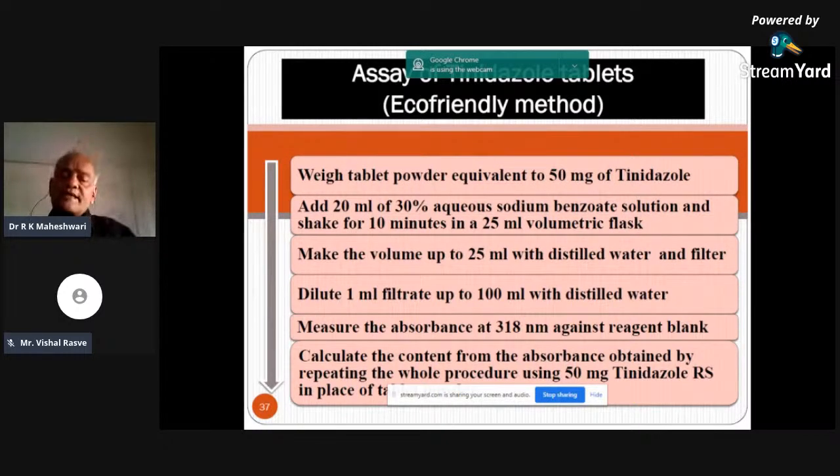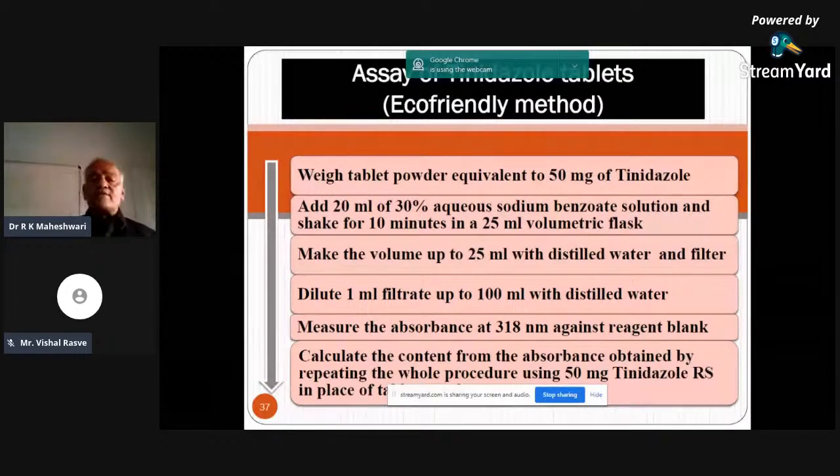In the sample cuvette, you will keep the solution of drug together with sodium benzoate. So you have noted the absorbance. Now, how to find out the amount of drug? Here I have not given the specific absorbance or percent 1 centimeter. So it will be calculated like this. Calculate the content from the absorbance obtained by repeating the whole procedure using 50 milligram of tinidazole RS in place of this tablet powder. RS means reference standard.